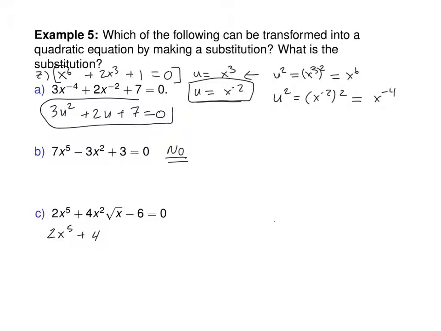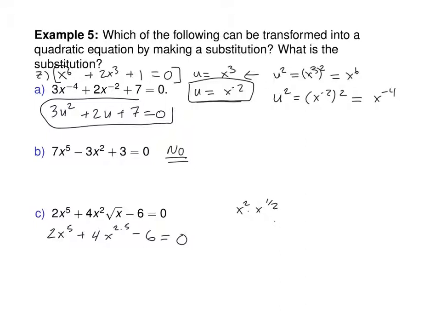Does it make sense that root x is x to the 1/2? So if you have x squared times x to the 1/2, what happens in the powers? They add, so 2 plus 1/2 is 2.5, right? So 4x to the 2.5 minus 6 equals 0. So is the halving pattern there present?